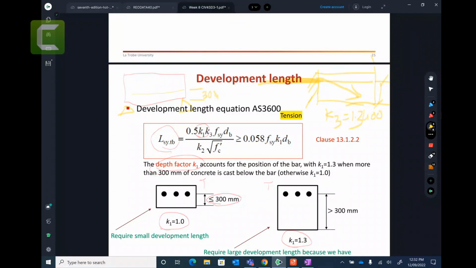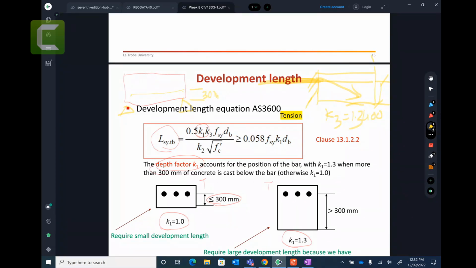Then the standards, look, we follow US standards, and 300 millimeters is 1 foot. Someone asked where this 300 millimeter is coming from. It's just 1 foot because they use foot units and we just follow the US standards, so we just said 300 millimeters. When you have less concrete below, then K1 equals 1, and the minimum development length you calculated will be enough.